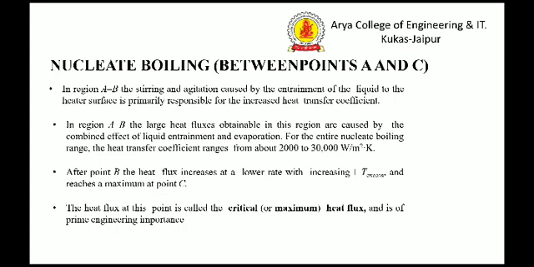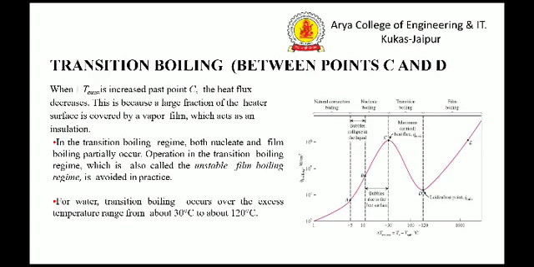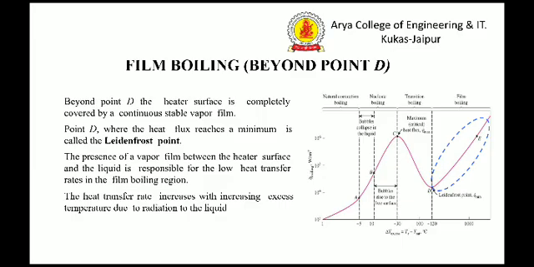The heat flux at point C is called the critical heat flux. Transition boiling is between point C and D. When ΔT excess is increased past point C, the heat flux decreases. This is because a large fraction of the heater surface is covered by a vapor film, which acts as an insulation. In the transition boiling region, both nucleate and film boiling partially occur. For water, transition boiling occurs over the ΔT excess range from about 30 to 120 degrees centigrade.